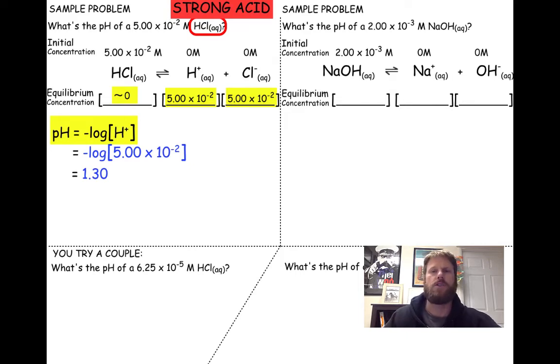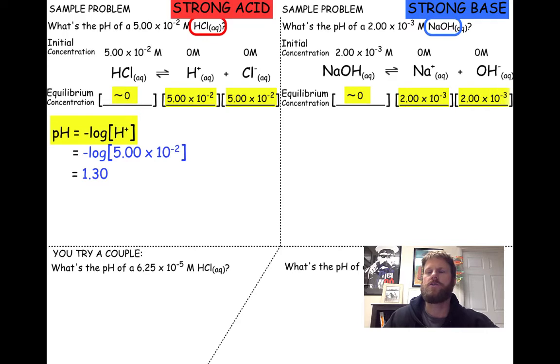Well, how about a strong base? NaOH is a strong base. Same deal, but we have a couple extra steps because we have OH- instead of H+. We can assume this is going to dissolve completely into ions. So we have no NaOH molecules, and the concentration given to us will give us the concentration of Na+ and the concentration of OH-, since NaOH will split up into Na+ and OH-.